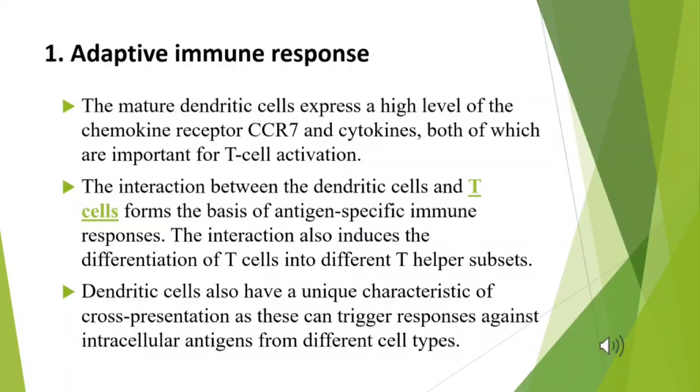And we discuss the adaptive immune responses. The mature dendritic cells express a high level of the chemokine receptor CCR7 and cytokines, both of which are important for T cell activation. And the dendritic cells also have a unique characteristic of cross presentation, as this can trigger a response against intracellular antigen from different cell types.